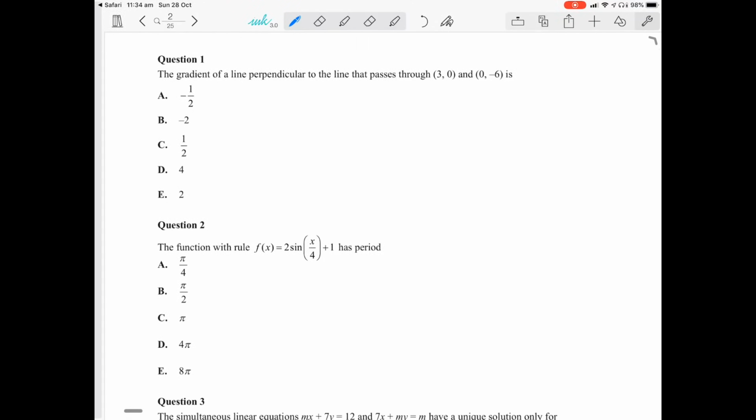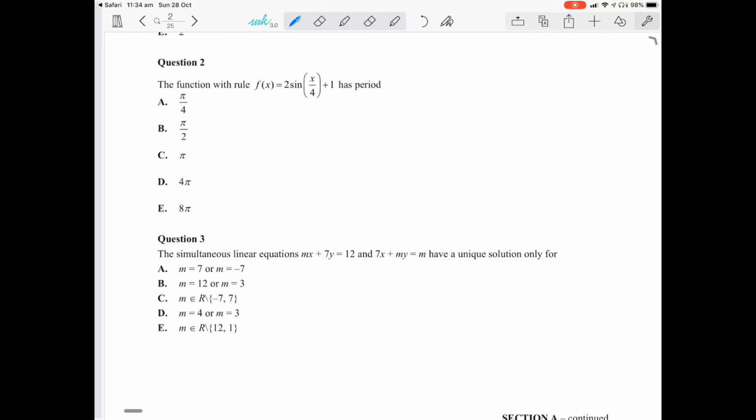Multiple choice. First one, the gradient of a line perpendicular to the line that passes through that. Okay, so the gradient of that line is negative 6 minus 0 on 0 minus 3, which is negative 6 on negative 3, which is 2. So m perpendicular is going to be negative a half. Obviously, they try to trick you by giving you 2 as well.